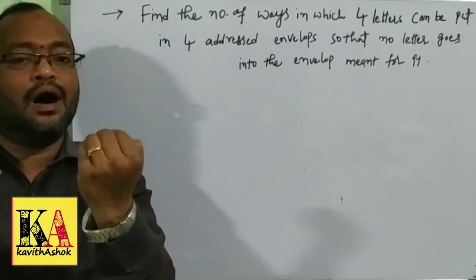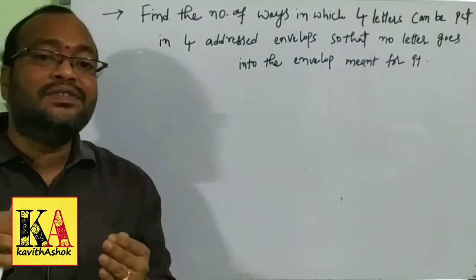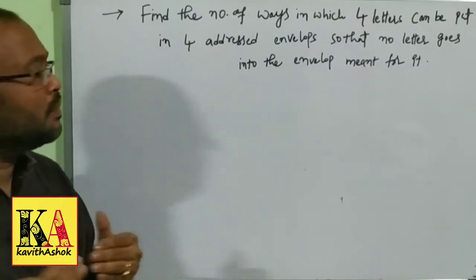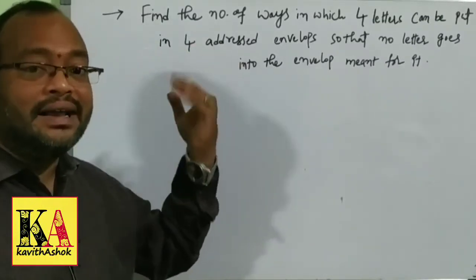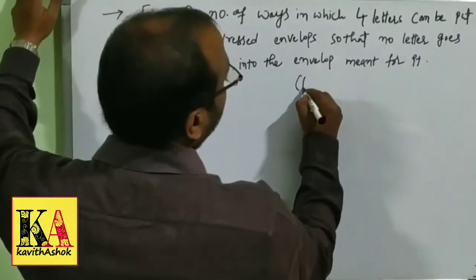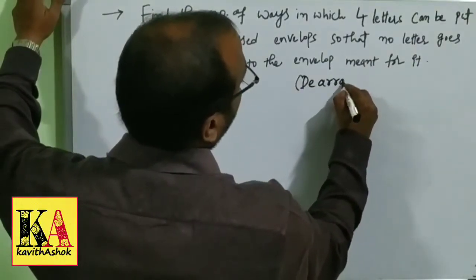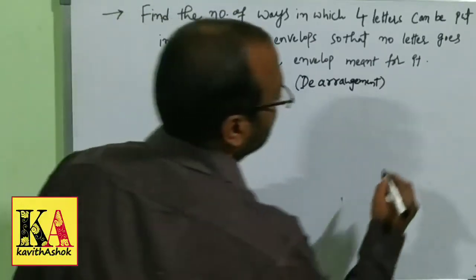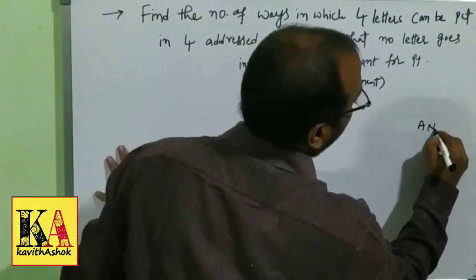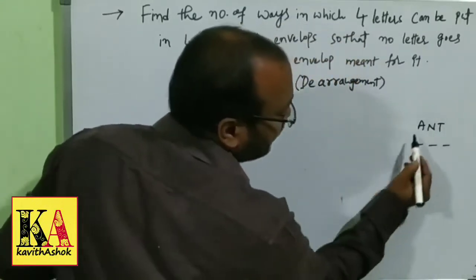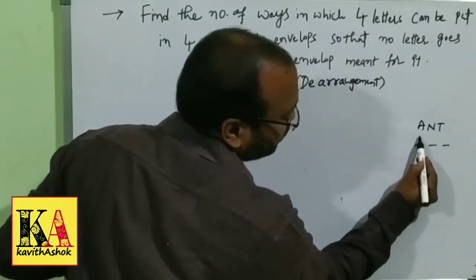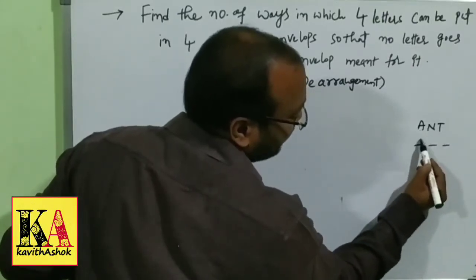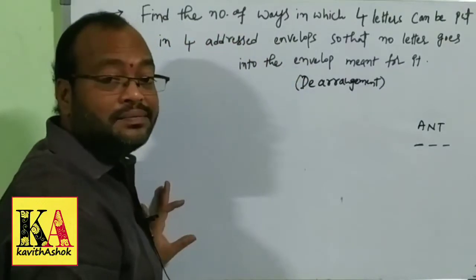So it will be occupied in a different place. That means that is a derangement. So we are calculating the number of derangements. Previously we calculated arrangements, and this is specially for derangement. Simply I will give one example. Suppose ANT is there. 3 places are there. The first place is reserved for A, the second place is reserved for N, and the third place is reserved for T. If you write A here, N here, T here, we get ANT.